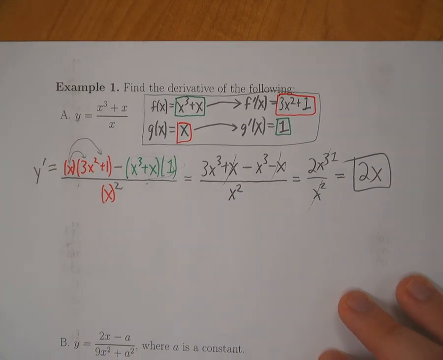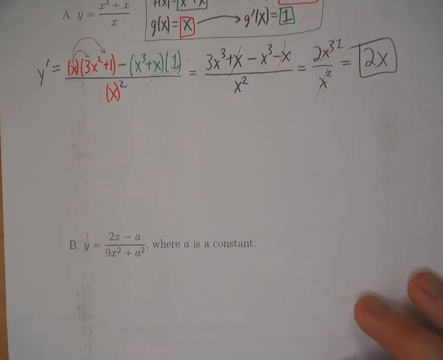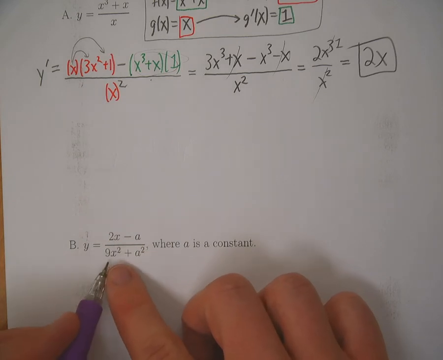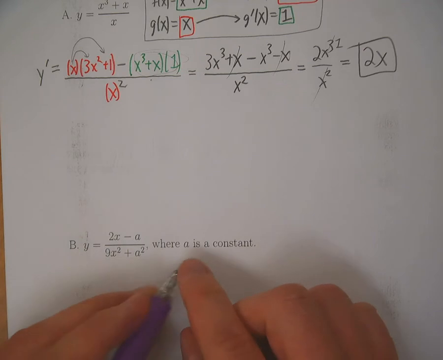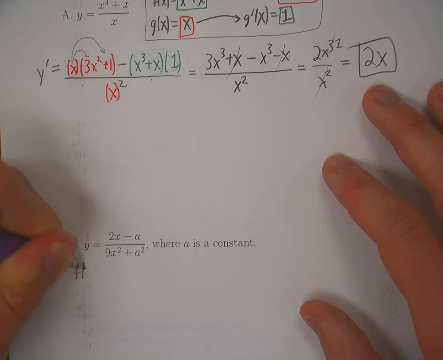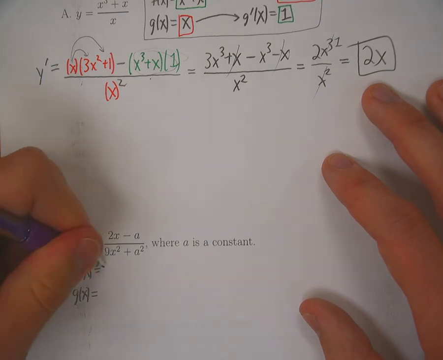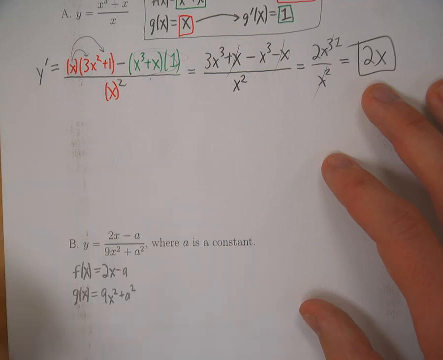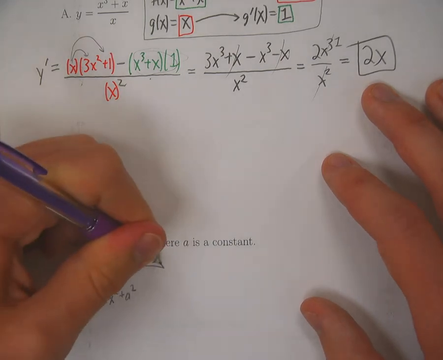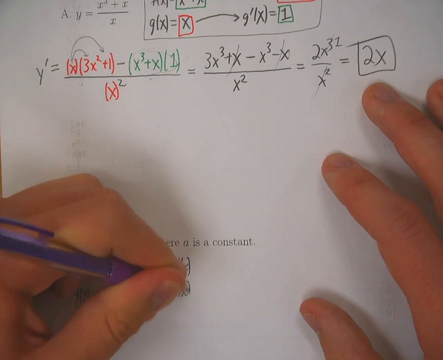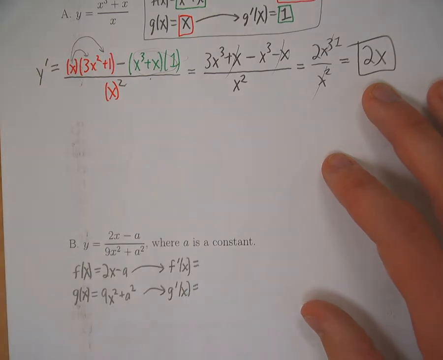All right. So now let's move on to part B. So part B says, okay, now we have something a little bit more complicated. So we have 2x minus a divided by 9x squared plus a squared. Now, in this case, a is a constant. So what happens now is that if we were to let f of x and g of x, again, denote the numerator and denominator respectively, we have 2x minus a, and then 9x squared plus a squared. So what does that tell us about what f prime of x and g prime of x in this case are? So let's start with f prime of x. What is that going to be here?